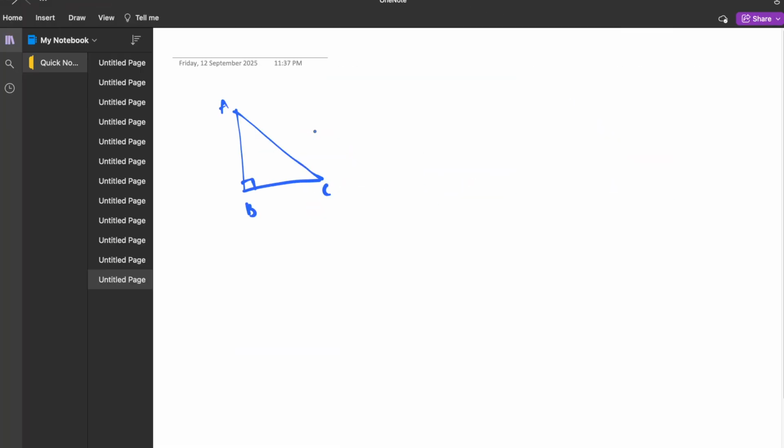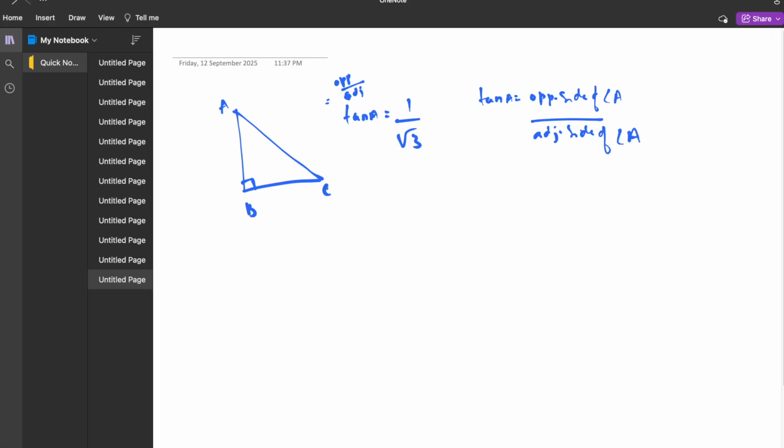Tan A is equal to 1 by root 3. Tan A is nothing but the opposite side of angle A by the adjacent side of angle A. What is the opposite side of angle A? BC, that is 1. The adjacent side is AB, that is root 3.